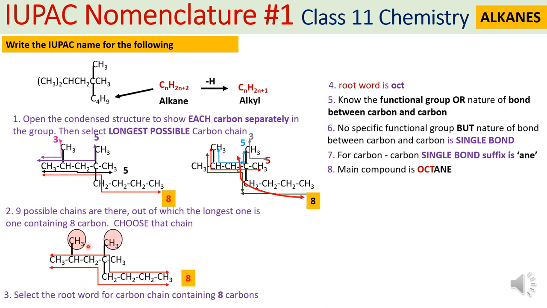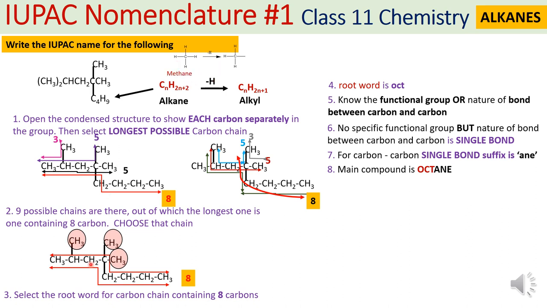Next, I need to know what are the groups which are present on the side chain. There is one CH3, another CH3, and there is another one. So there are 3 CH3 groups present there. How to name the CH3? If the compound has CH4, then it is methane. If I remove one hydrogen, then it becomes CH3. So this CH3 is methyl. This is methane and this would be methyl.